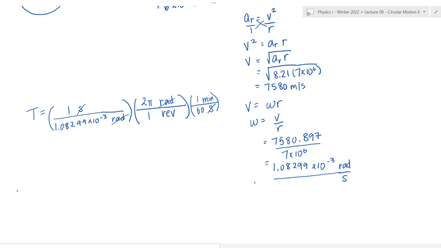So I'll just read aloud what I'm typing on my calculator. I have 1 times 2 pi times 1, which I don't have to write times 1, and then divided by 1.08299 times 10 to the negative 3, and then in my denominator as well is 60, so times 60 in the denominator. And I get 96.695, so I'll round that to 96.7, and that's minutes.